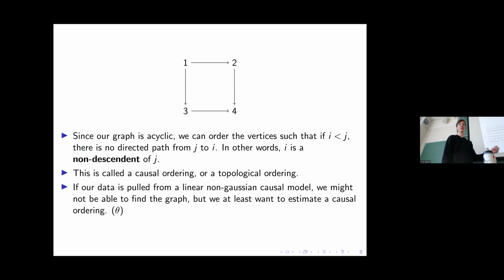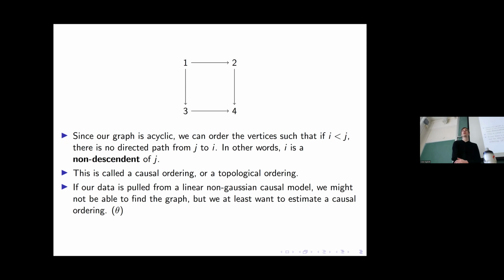And we're going to assume that our graph is acyclic. So that allows us to order the vertices in such a way that i is less than j if there is no path from j to i. So 1 is less than 2, 1 is less than 3, and 1 is less than 4. But 2 and 3 could have been ordered the opposite way. It doesn't matter in this case. An ordering like this is called a causal ordering or a topological ordering.